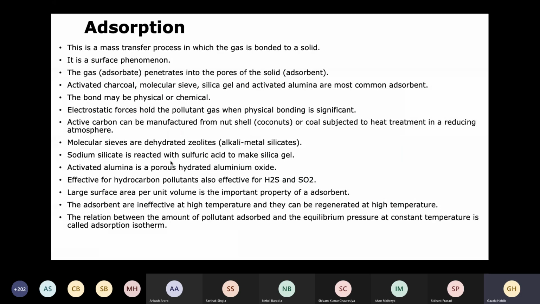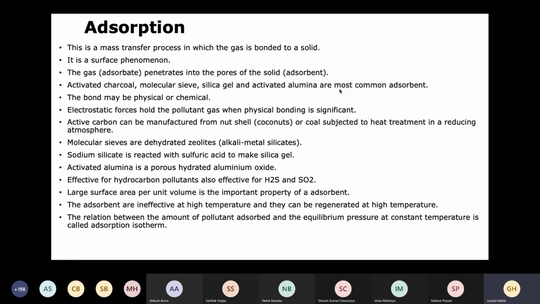Okay, so adsorption is a similar kind of thing, but here the phenomenon is physical bonding between the air pollutant and the adsorbent surface. This is the mass transfer process in which gas is bonded to a solid. It is a surface phenomenon, right? The gas penetrates into the pores of the solid adsorbent. Adsorbate and adsorbent. Activated charcoal, molecular sieve, silica gel, and activated alumina are the most common adsorbents.